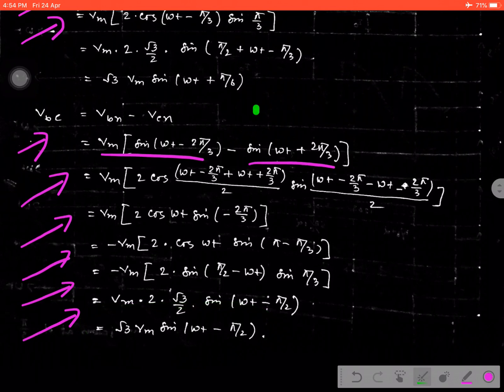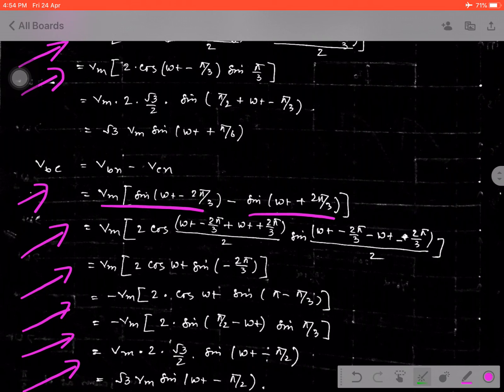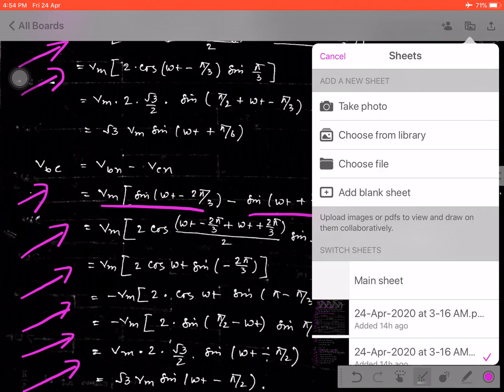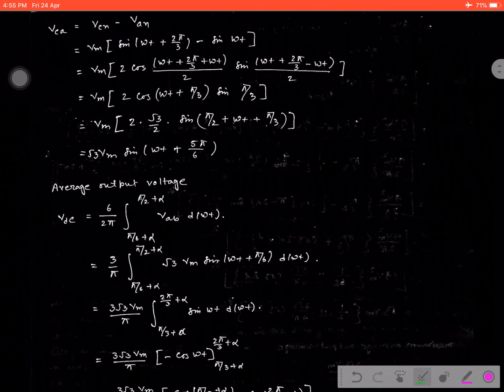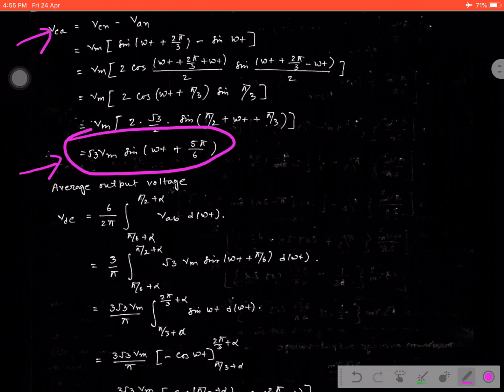Okay. Now we are going to calculate VCA. So VCA means VCN minus VAN. Similarly, then do the calculation and simplify the form. Then we will ultimately reach the voltage VCA equal to root 3 Vm sin omega t plus 5 pi by 6.